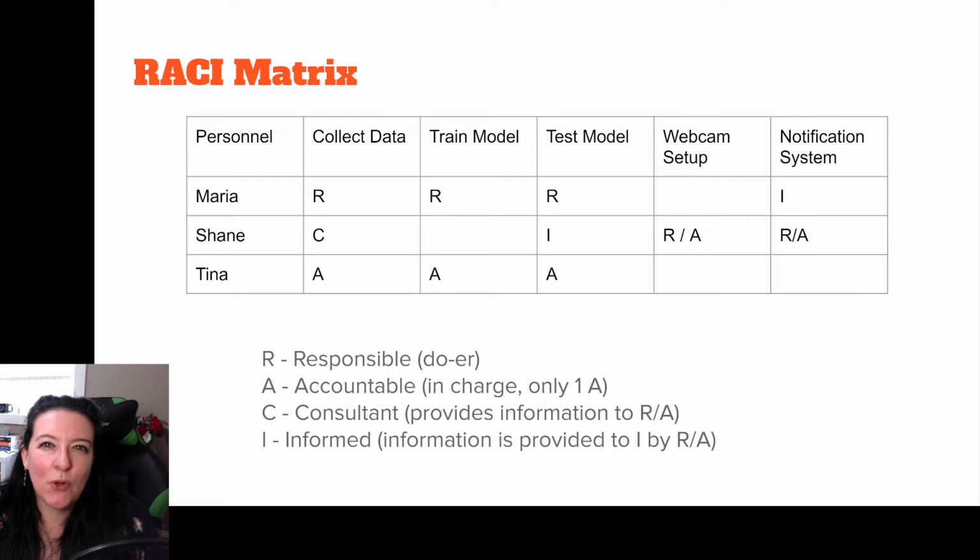Informed is when the responsible or accountable provides information to that person. So Shane, you can see, is in charge of really the deployment process, the webcam setup and the notification. So he needs to be informed as to when the algorithm is ready to go. That means that Maria and Tina will tell Shane that the algorithm is at a certain percentage accuracy as they test the model. So our RACI matrix is who is involved in the deliverables and activities, who is responsible, so who's actually doing it, who's accountable, so who's in charge. Remember, there's just one accountable per activity, who is consulted, and who is informed.